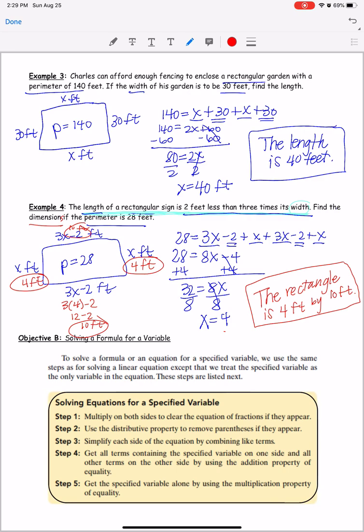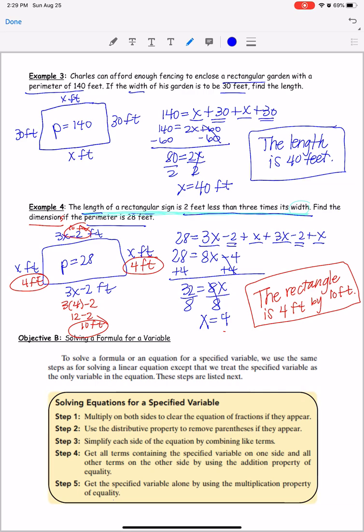Okay, objective B, we're solving a formula for the variable. This is kind of the main part of this lesson. It says to solve a formula or an equation for a specific variable, we use the same steps as for solving a linear equation, except that we treat the specific variable as the only variable of the equation. These steps are listed next.